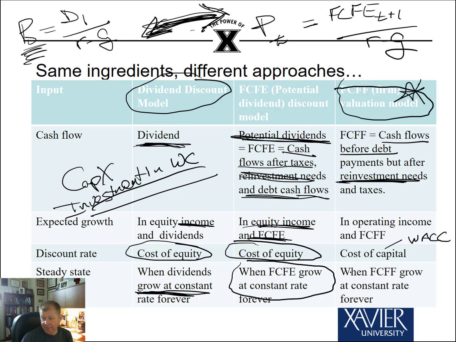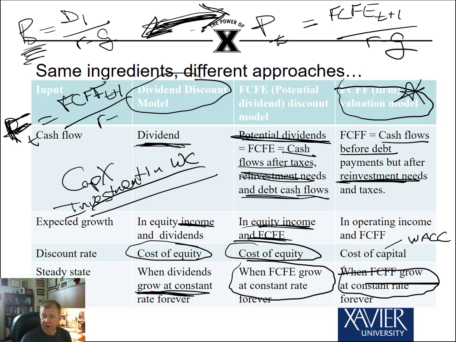Again, we're going to forecast out individual years up until the point where we think free cash flow to the firm is going to grow at a constant rate, at which point I'm going to say the value of the firm in year T is equal to the free cash flow to the firm generated in T plus 1 divided by R minus G, where R here, instead of a cost of equity, is a weighted average cost of capital. So that sums up the main approaches we're going to use, especially at the beginning of the course.